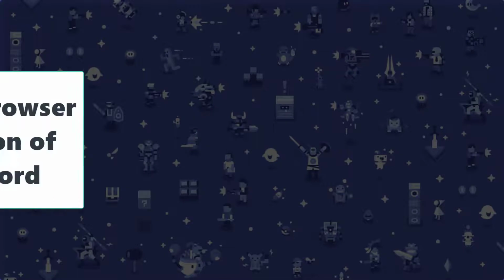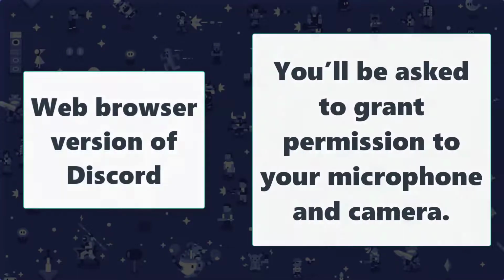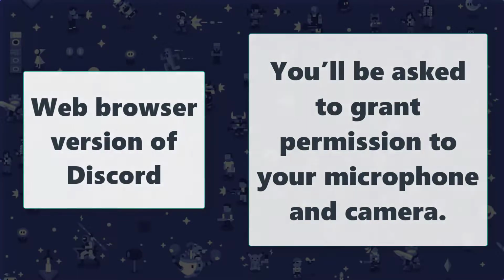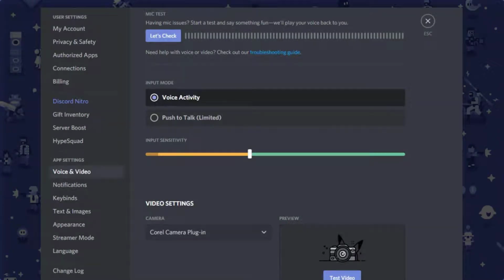One quick note, for the web browser version of Discord, you'll be asked to grant permission to your microphone and camera. Make sure you allow the site to use your equipment, otherwise it won't work on the video call. Once you're happy, just click the close button at the top right of the settings option.